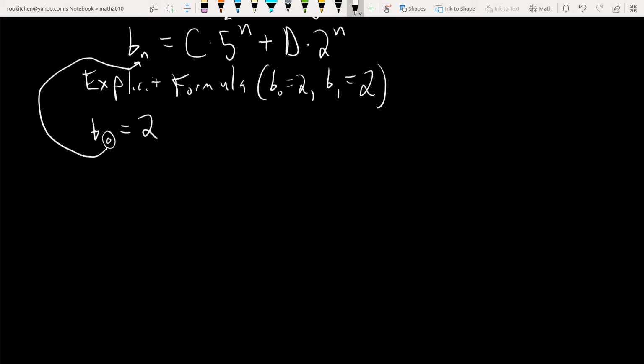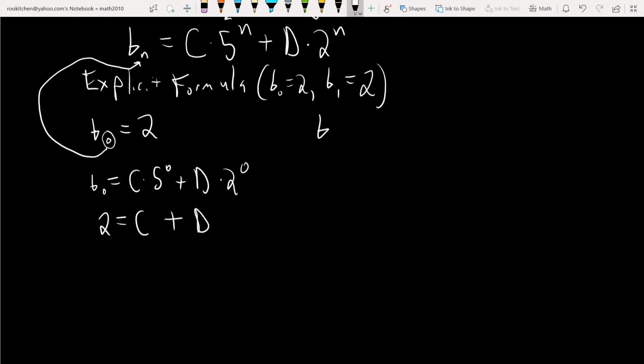Okay, so what do I get then? I get b sub 0 equals c times 5 to the 0 plus d times 2 to the 0. And then b sub 0 is 2, so I can replace b sub 0 with 2. 5 to the 0 is 1. 2 to the 0 is 1, so I just have 2 equals c plus d.